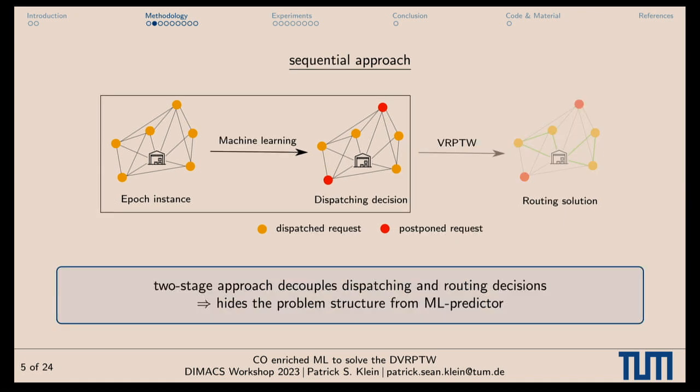Now, the drawback of this approach, and this is what Axel has already mentioned, is that it decouples the dispatching and routing decisions. This essentially hides the problem structure, all the structure that is inherent in the routing solution, from the machine learning component that is used to make the actual dispatching decision, such that the machine learning approach is unaware of the impact that its decisions have on the actual routing solution. What we need instead is some sort of integrated approach which allows this machine learning component to actually see the impacts that the decisions have on the routing solution and perhaps utilize that structural information.